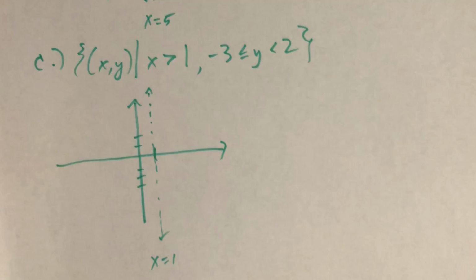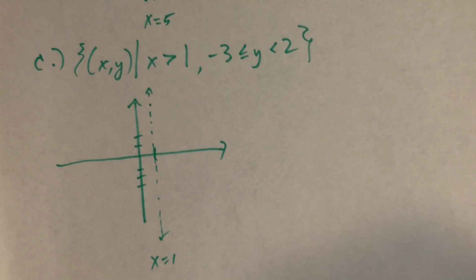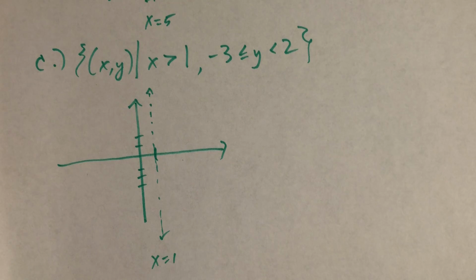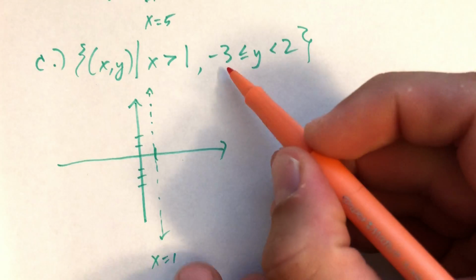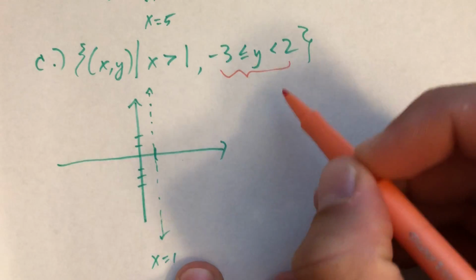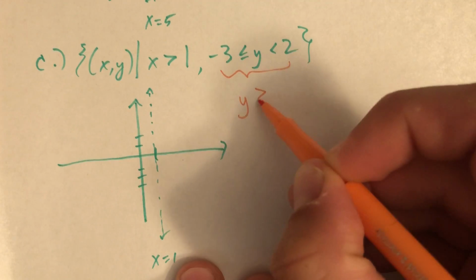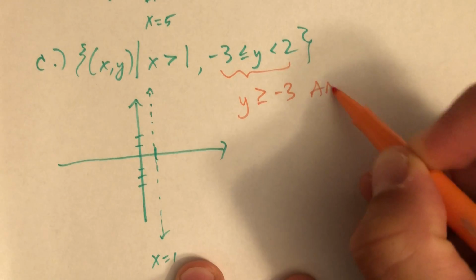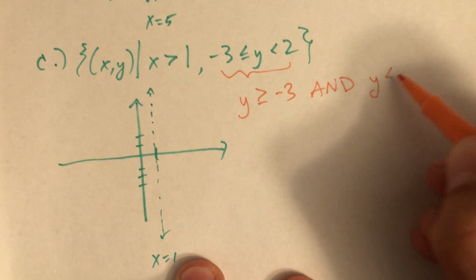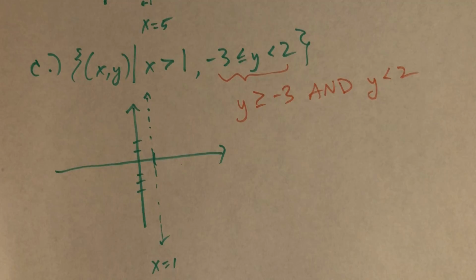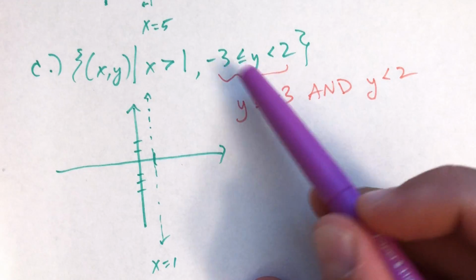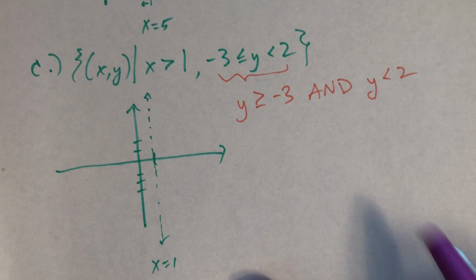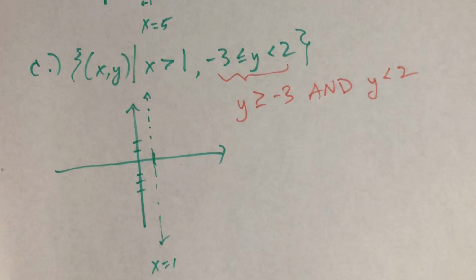So maybe a real quick aside comment, I guess. Maybe it's been a minute since we've seen compound inequalities. What this means is y is bigger than or equal to -3, and y is less than 2. So this is a compound inequality, right? So this is just another way to say that the y value has to be between -3 and 2, right? So we got an and statement there.